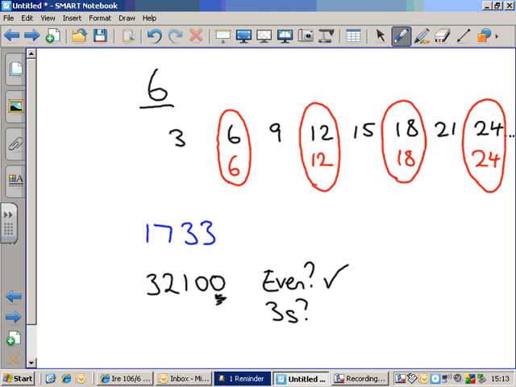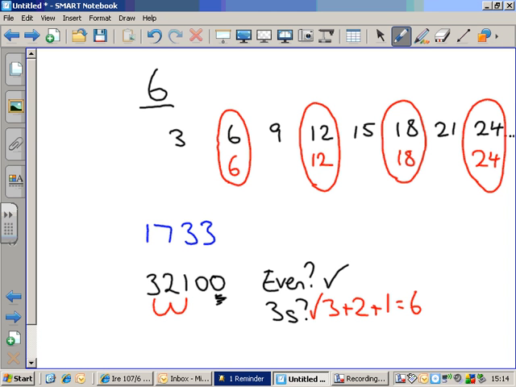How do we check? We add up the digits, that's right. So, what do we got? We got 3 plus 2 plus 1, and a couple of zeros. What is 3 plus 2 plus 1? 3 plus 2 plus 1 is, of course, 6. And is 6 in the 3 times table? Yes, it is. Therefore, the number will be.